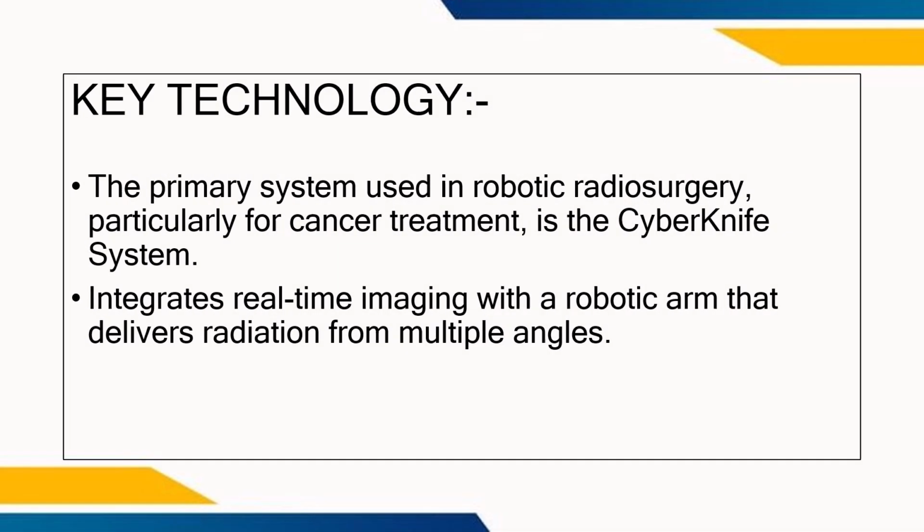Key technology. The primary system used in robotic radiosurgery, particularly for cancer treatment, is the CyberKnife system, which integrates real-time imaging with a robotic arm that delivers radiation from multiple angles.